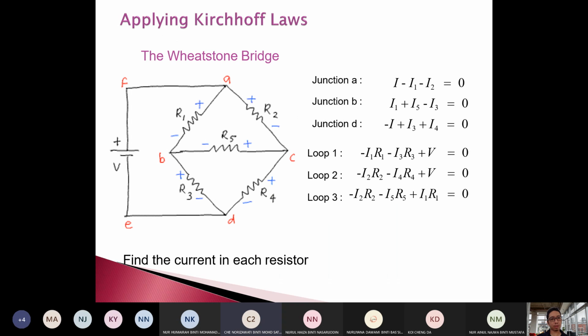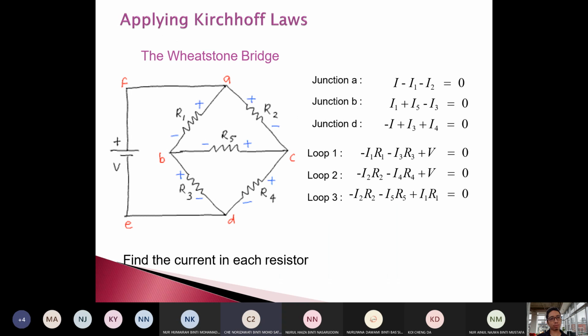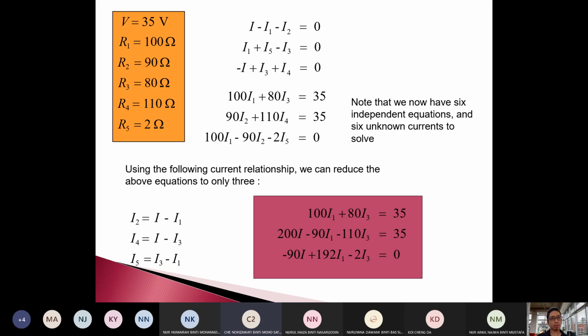All right. Let's say we are given these equations, these values, for the supply voltage and R1 to R5. And then you can try to solve that. So you have those equations from what you created just now, and then we have the voltage and also the resistance values.